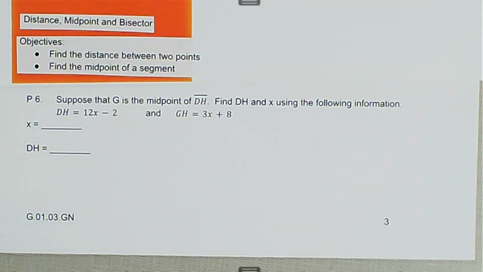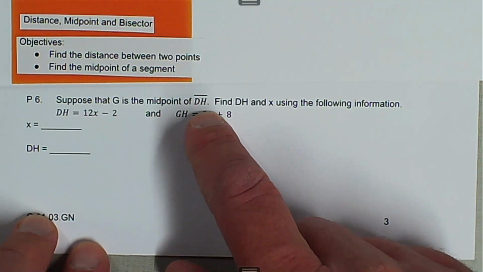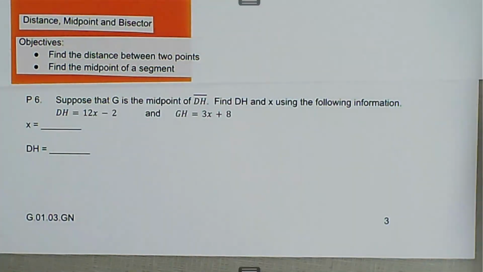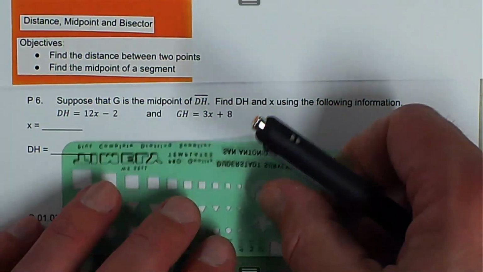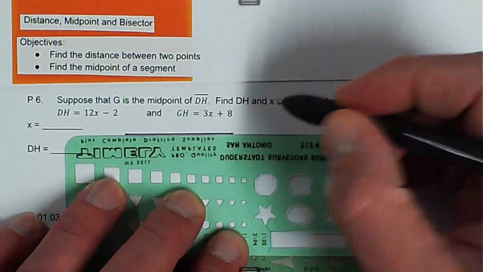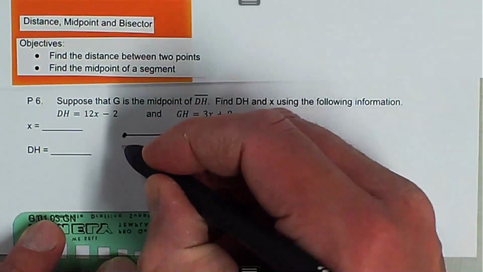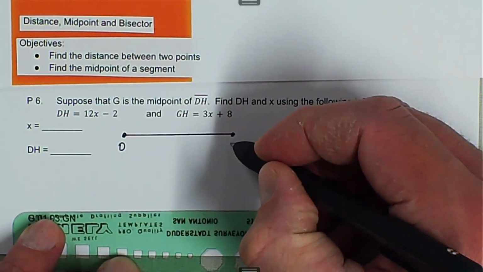Okay, we were talking about distance, midpoint, and bisector, and we want to use the midpoint in order to find information about a line segment. So suppose that G is the midpoint of line segment DH. The first thing is we want to sketch our drawing. So it's a line segment, so I'm just going to draw a line segment, and then I'm going to put D on one side and H on the other side.